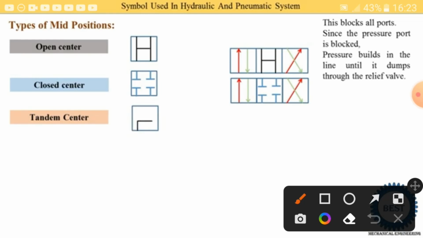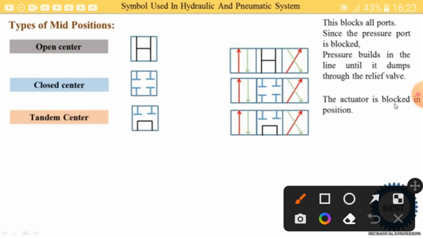The oil entering from the P port is again supplied to the T port, meaning the P and T ports are connected with each other. So the actuator positions are blocked because the oil is not supplied to the actuators. So our final output is the stop. Here the A and B ports are closed. You see this is the mid position during the tandem center.